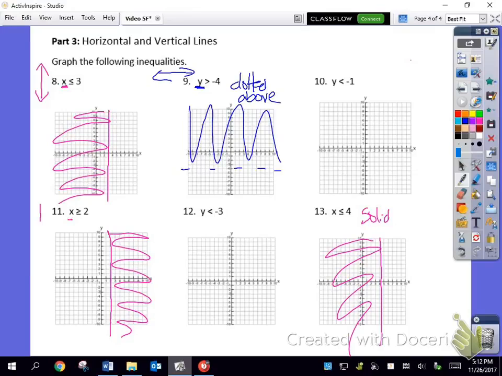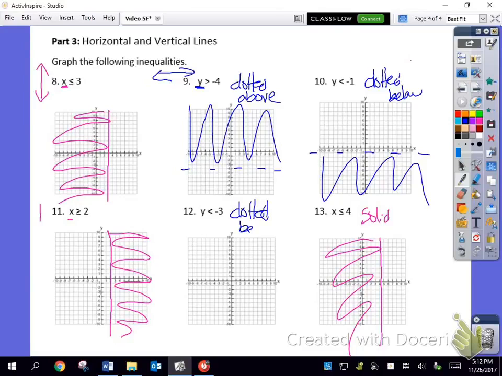So y is less than -1. Again, it's dotted, but it's less, so it should be below. Okay, so -1, and then it goes underneath. And then y is less than -3. So it's dotted, and then less is below. So -3, 1, 2, 3, do a dotted line, and then shade below it. And you can check on your calculator to make sure that you did that correctly.